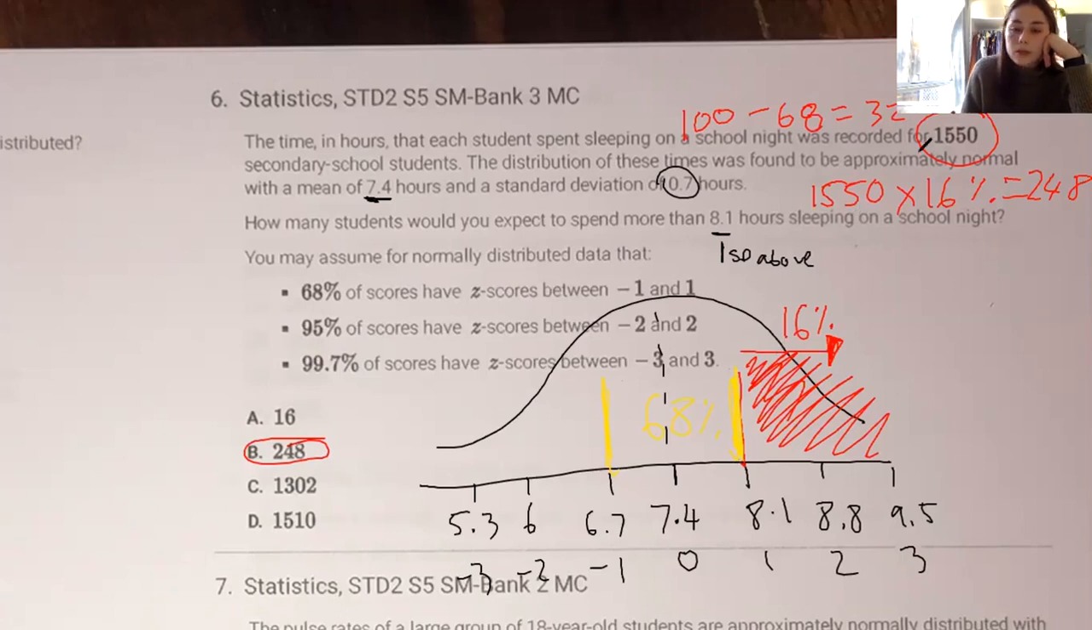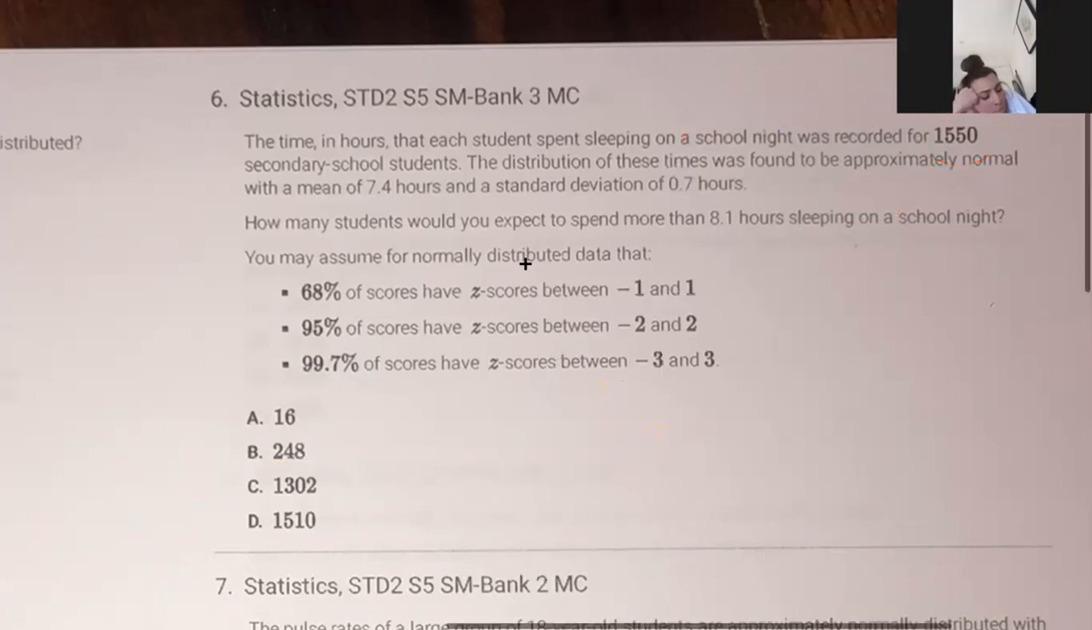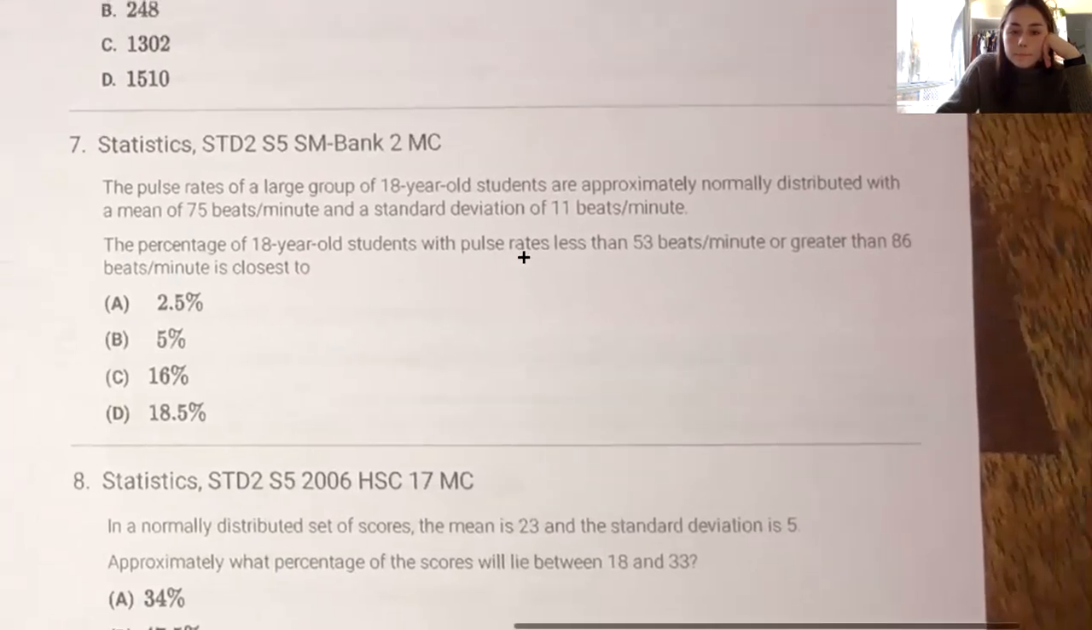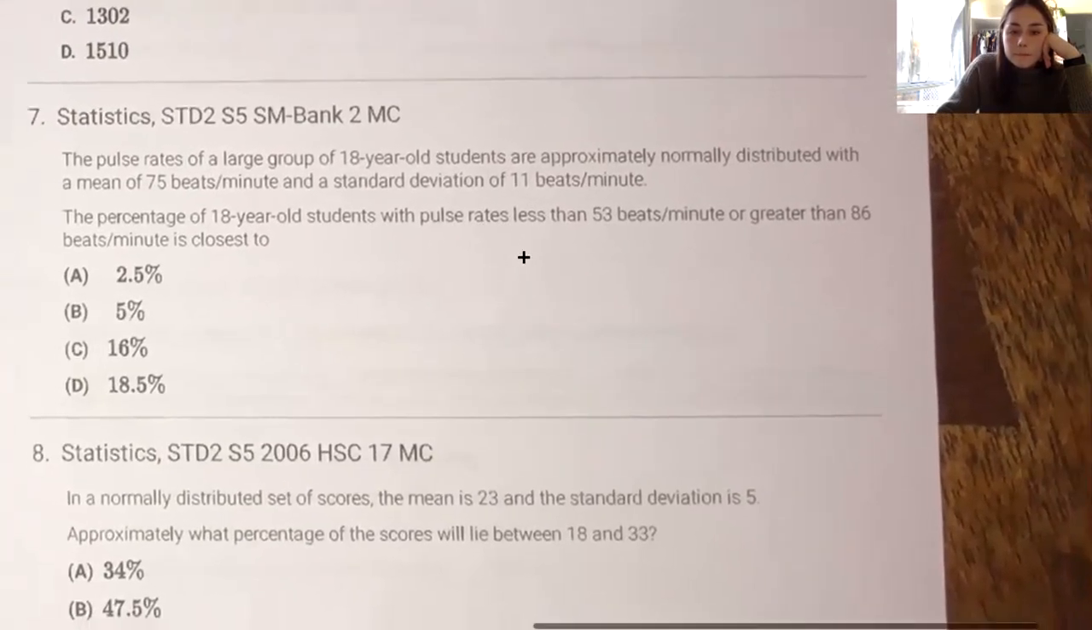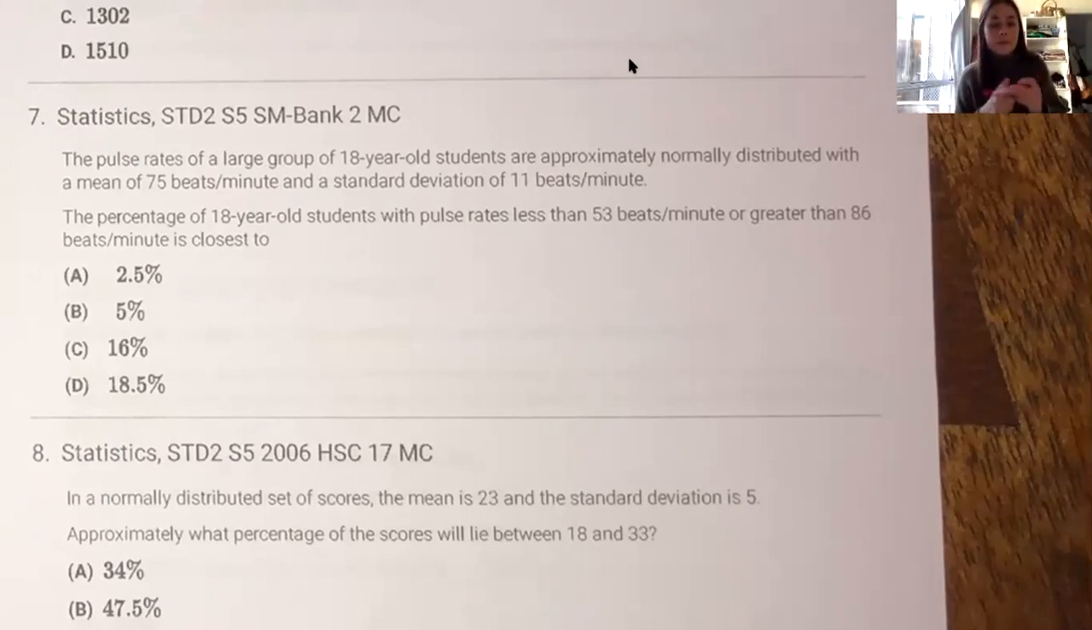Cool. So is that one all good? Yeah. Cool. That's a good one. Okay. 17. Okay, I'll try and do this one myself. And then I'll probably get it wrong. I'll tell you. I'll do it in my book.